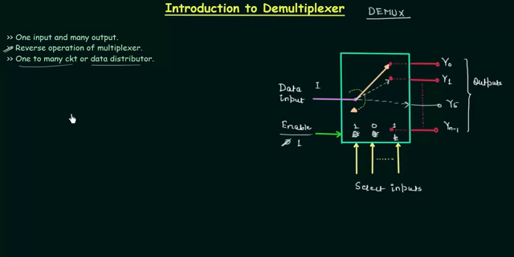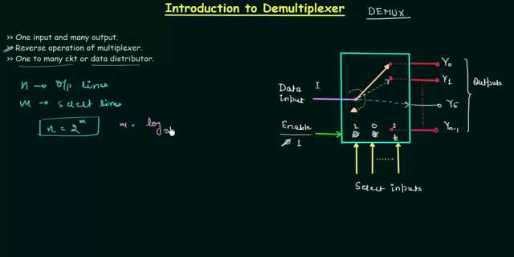Let's try to find out the relation between output lines and select lines. These are the output lines and this is our select lines, and let's say n is the number of output lines and m is the number of select lines. Then the relation is n equals 2 to the power m. A very simple relation, and if you want to know the number of select lines depending upon the output lines, then you can simply take the log on both sides. So we'll have m equals log with base 2 of n.